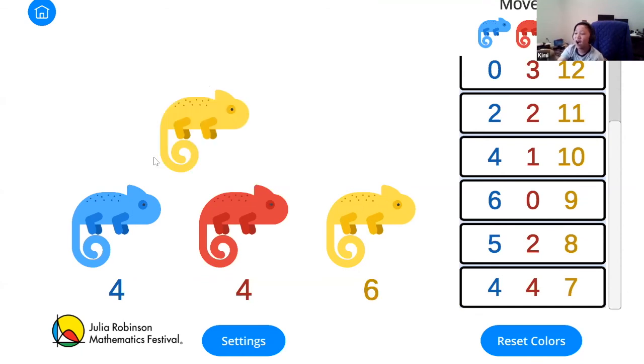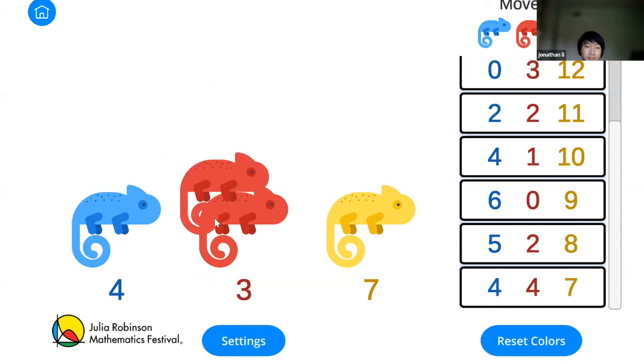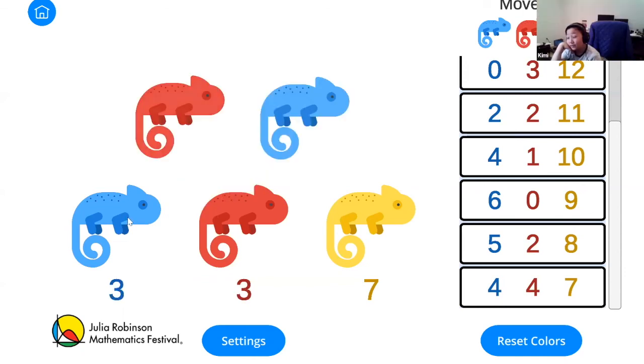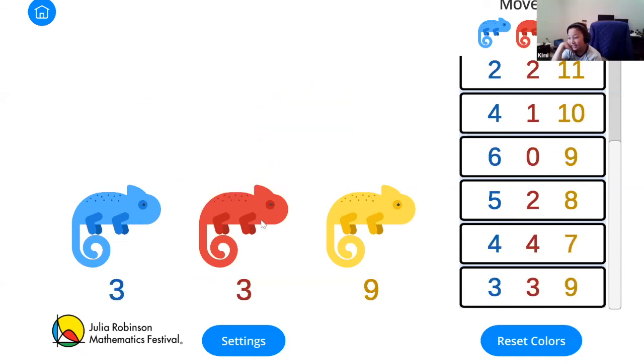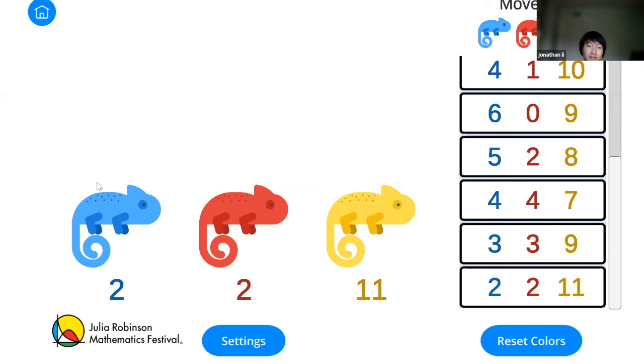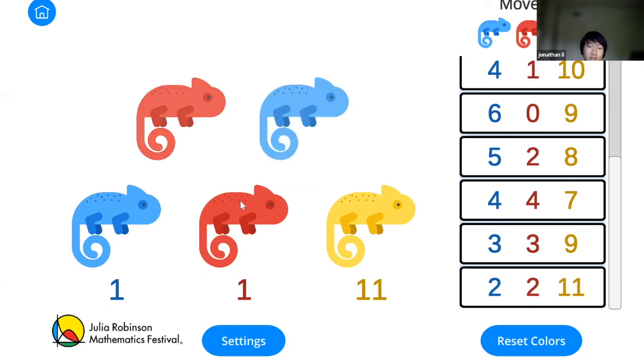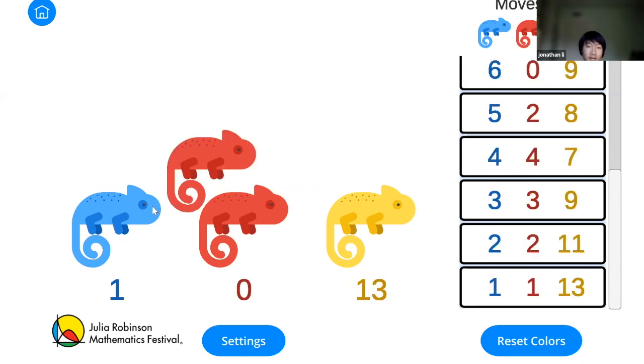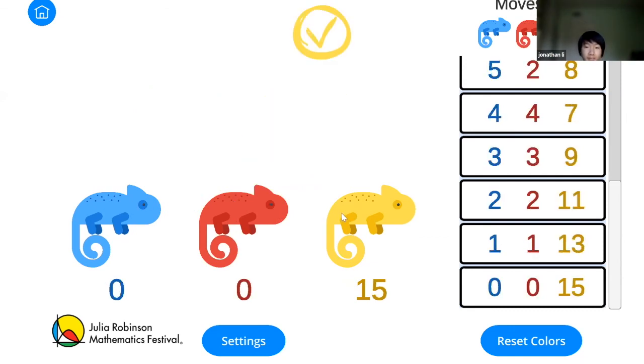Wait, no. I want blue and red. So what color are you trying to change them all to? Yellow. Okay. I want blue and red because they have exactly the same amount. There you go. So you figured it out, right? If we get the other two colors to the same number on the bottom, then we can just keep putting them together to get the same color, right?